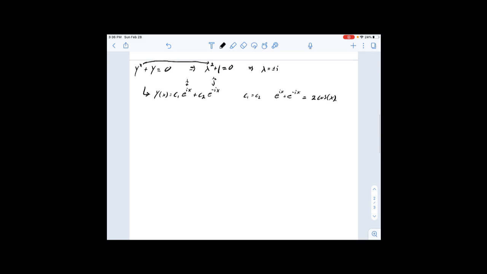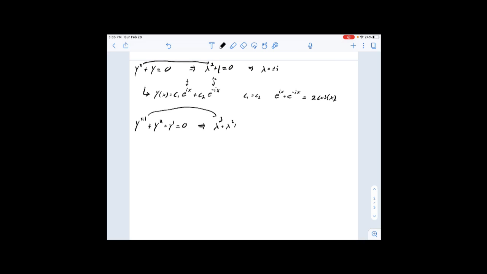Okay, so now let's do another one. Let's say that we have a third order polynomial instead of a second order. So let's do y triple prime plus y double prime plus y prime is equal to 0. Okay, so this goes to lambda cubed, right?